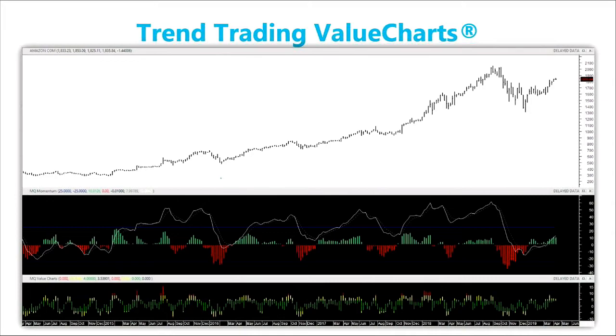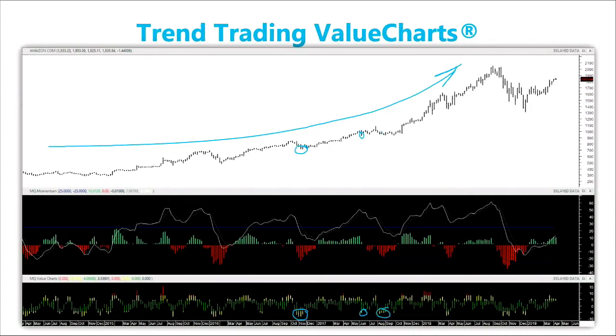So what do I mean by that? Well, we look for something like this. This is Amazon, for example. And you can see Amazon has obviously been in an uptrend, right? So what are we looking to do? Every time we dip down undervalued, we're looking to buy into the uptrend.